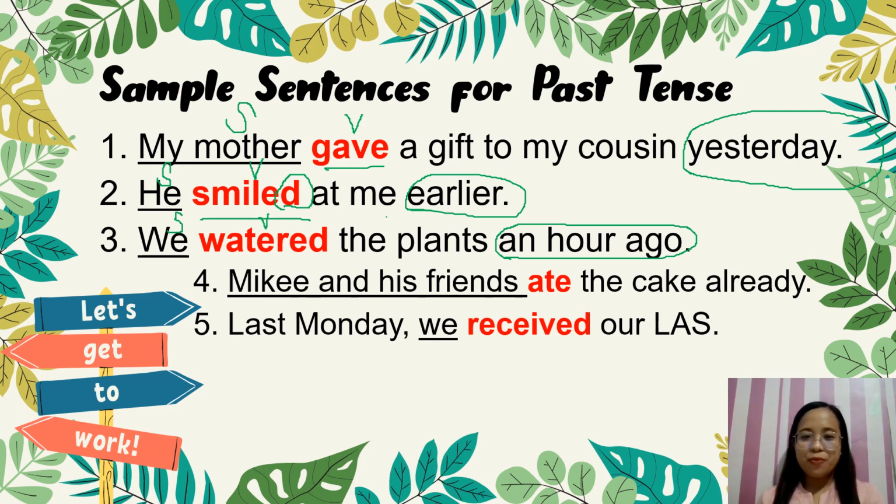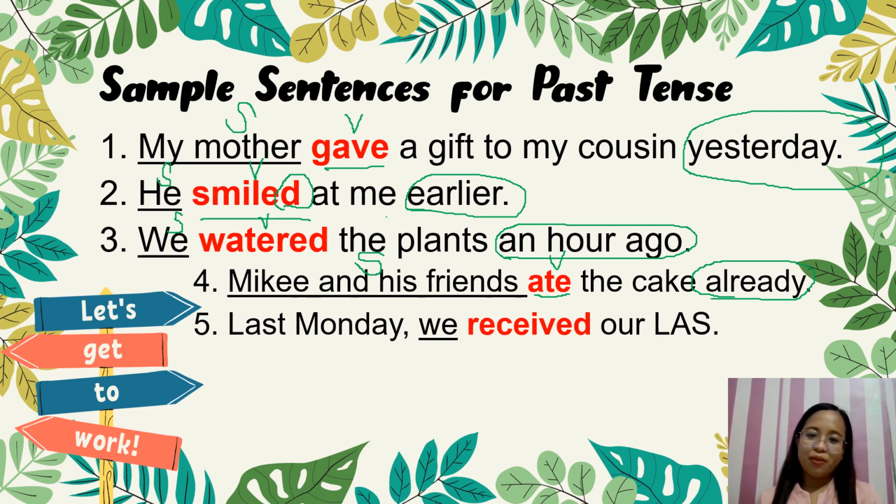Alright, next one, number 4. Mikey and his friends ate the cake already. Alright, the subject is si Mikey and his friends. That's the subject. And the verb is the word ate. This is the verb. Okay, ate is the past form of the word eat. So, pag tapos ka ng kumain, you are no longer going to use the word eat. It should be ate. Okay, and notice the expression of time is the word already. Diba?